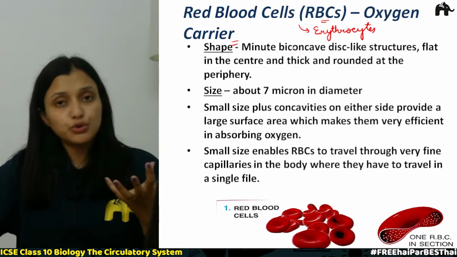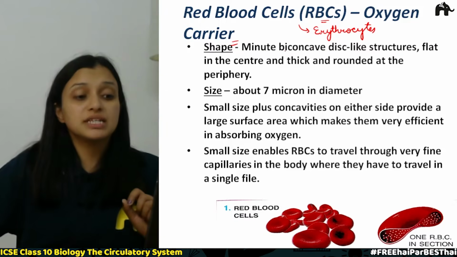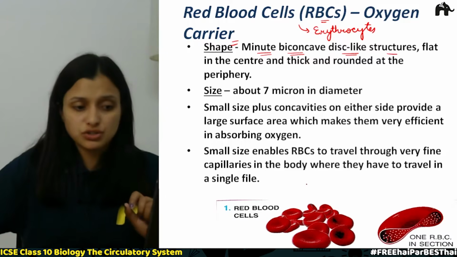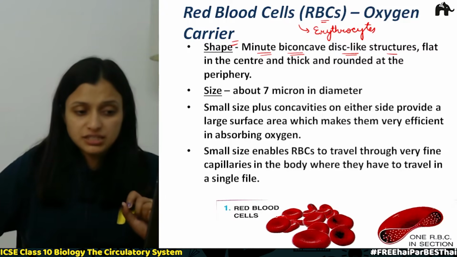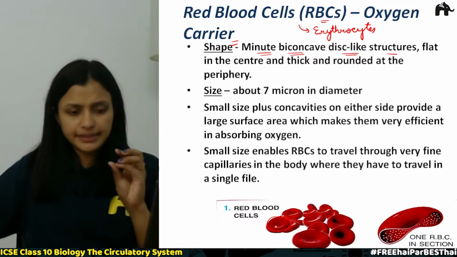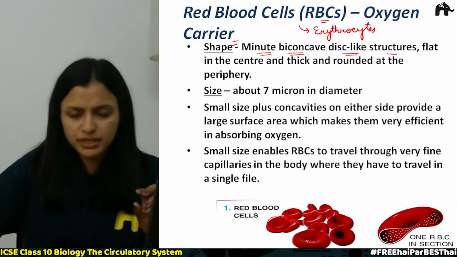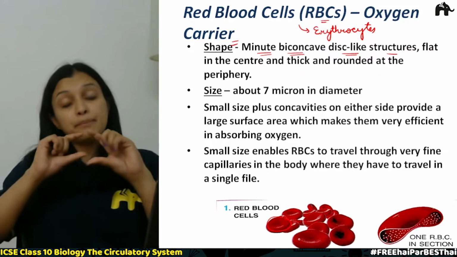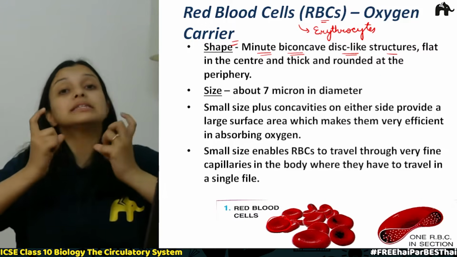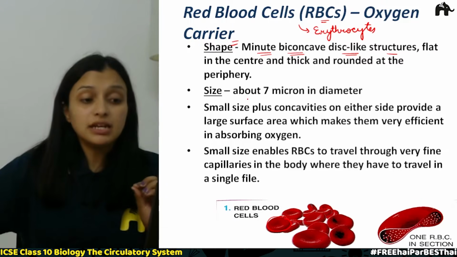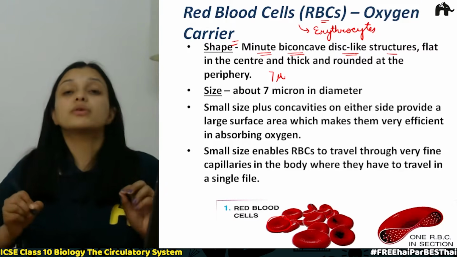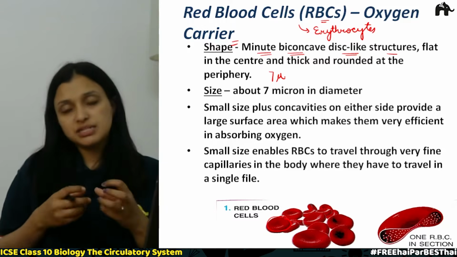So how do they look? What is the shape of RBCs? They have minute biconvex disc-like structures. As you can see, these disc-like structures are basically flattened from the center, right? You can see this cavity over here. They are flattened from the center, but on the outer side they are round and thick. Clear? Then talking about their size, their diameter is 7 micron.